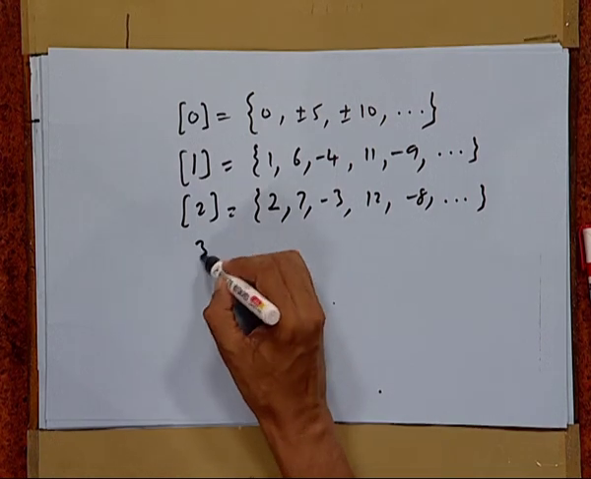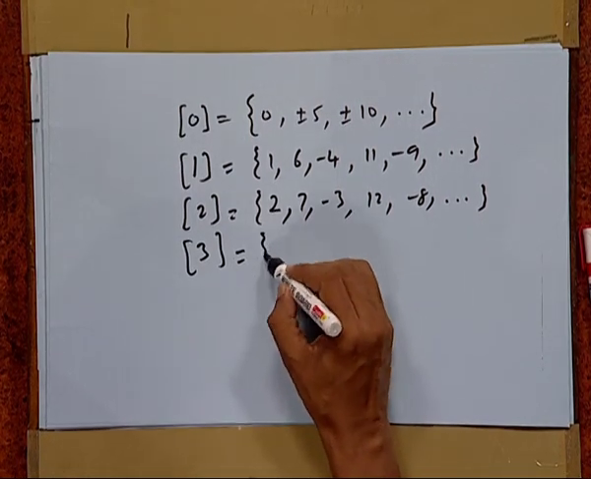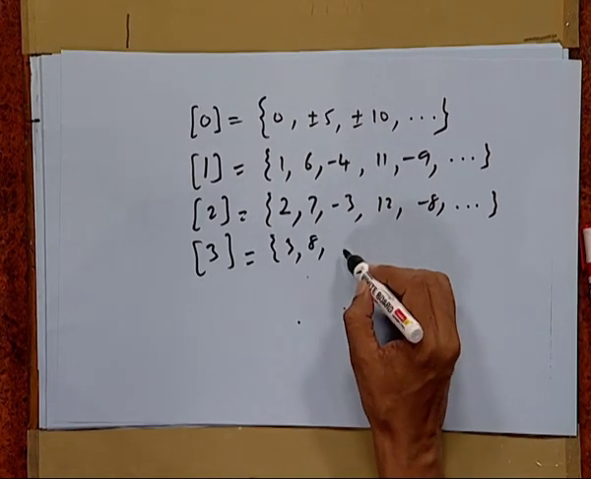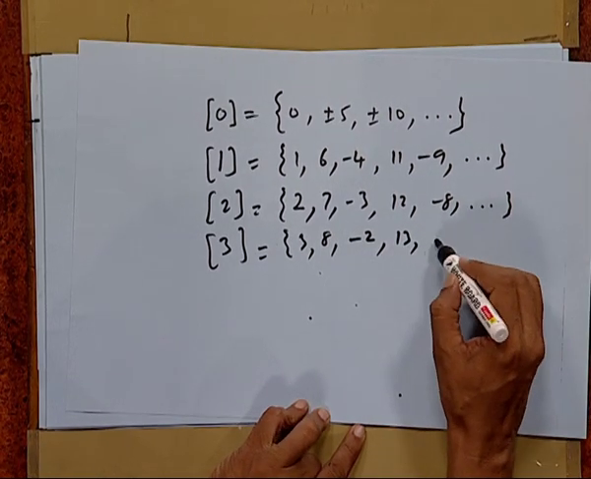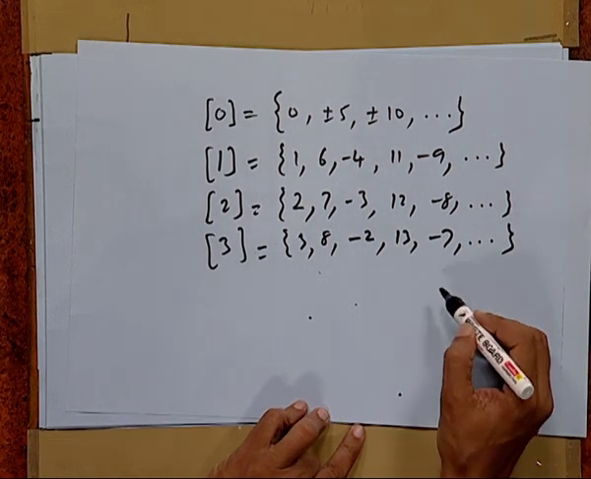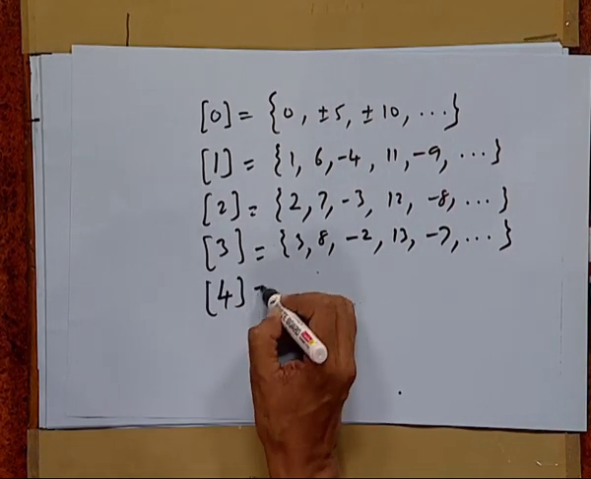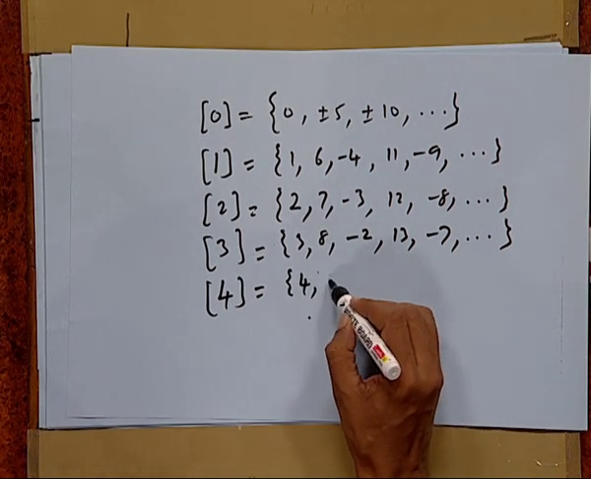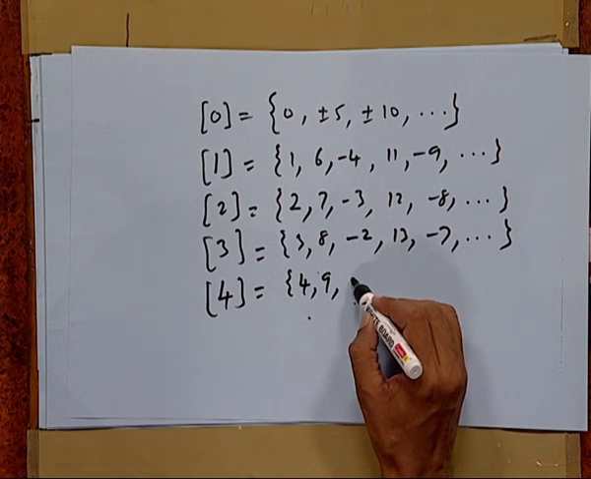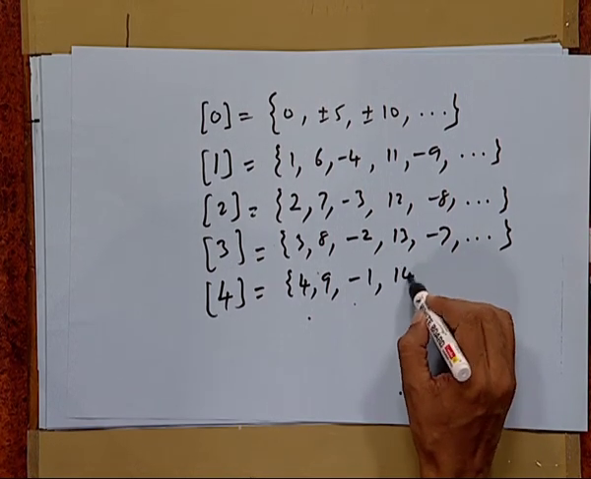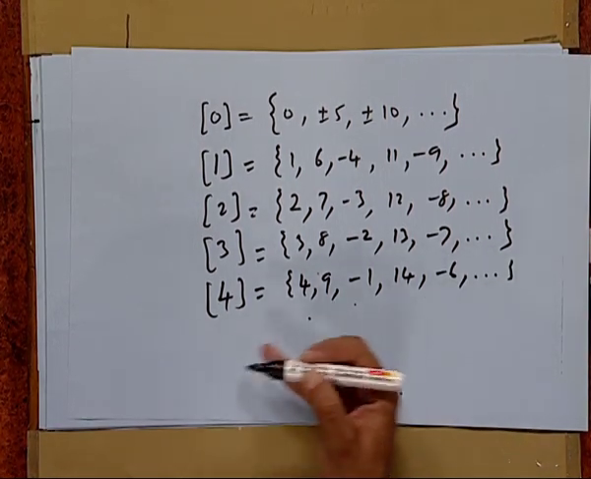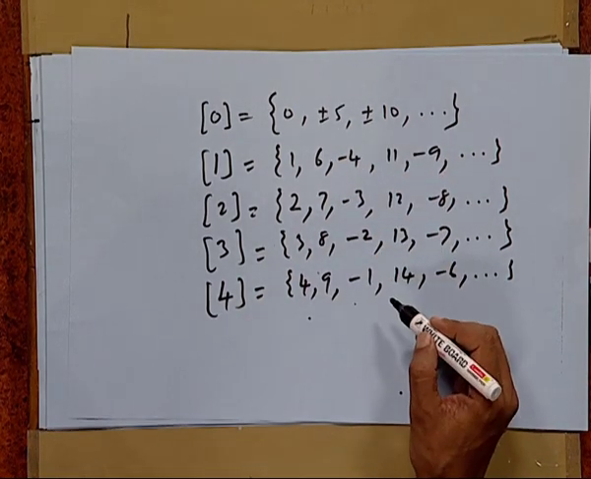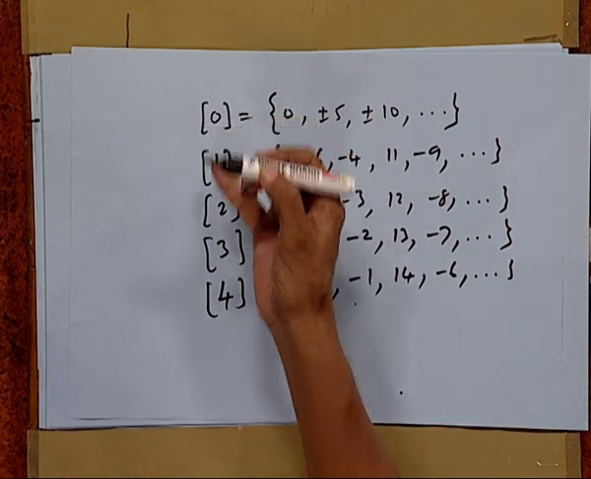Then we have 3, that is 3, 8, minus 2, then 13, minus 7 and so on. Then we have the element 4, we have 4, then 9, then minus 1, then we have 14, then minus 6 and so on. Now, if we take up 5, because 5 is already there, no more new classes we get. So, there are exactly 5 classes which are the equivalence classes for this relation.